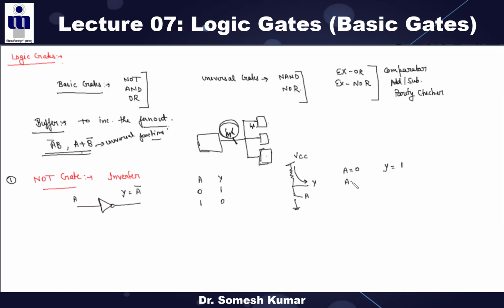What happens if A is 1? If A is 1, this switch is short circuited, right? And if the switch is short circuited, the whole current will pass to the ground and no current will reach the output. So Y is 0. So with the switch, you can make the NOT gate. Now, can we design this NOT gate with a transistor circuit?